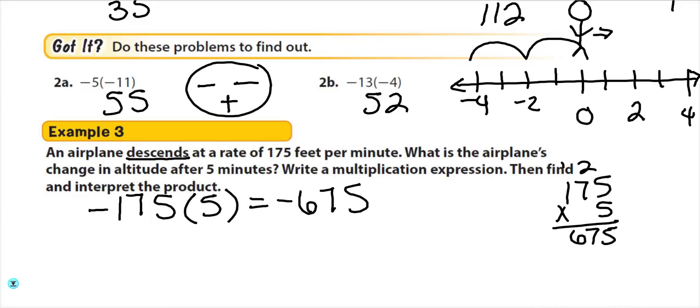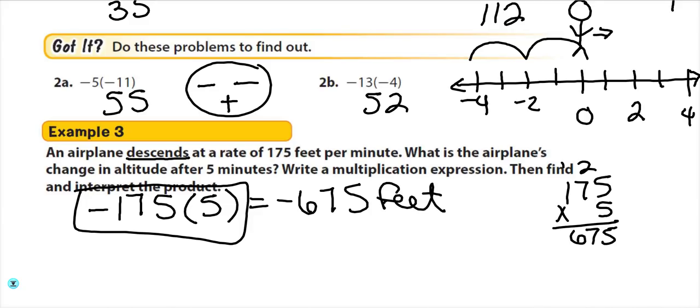So we wrote the expression. That's this part right here, so circle that. That was the first part of the answer. Next, we need to interpret the product. So what does -675 actually mean? It means that we went that many feet. So both of these are actually my answer. Make sure you follow the prompt completely. Make sure you answer everything.